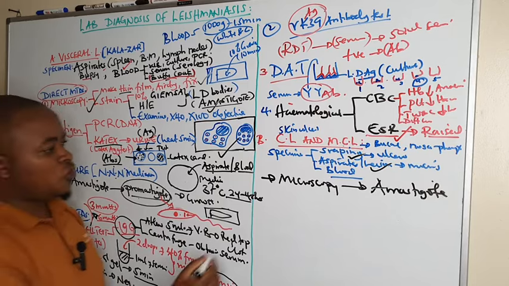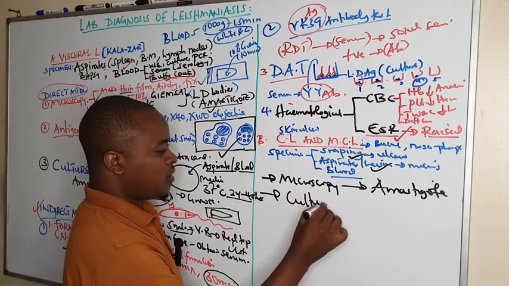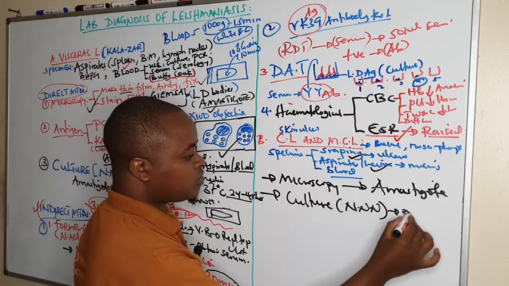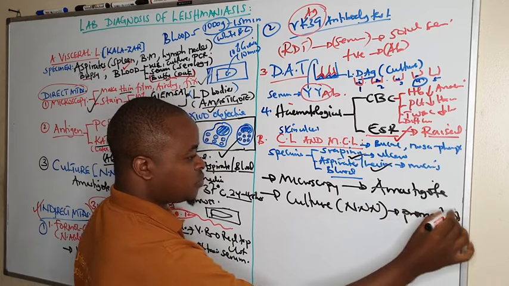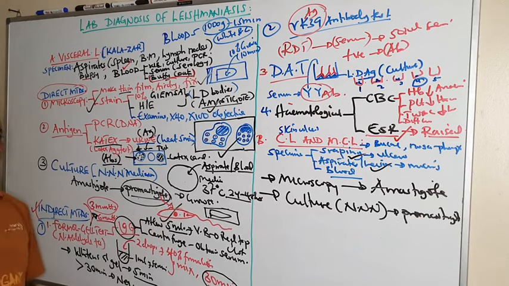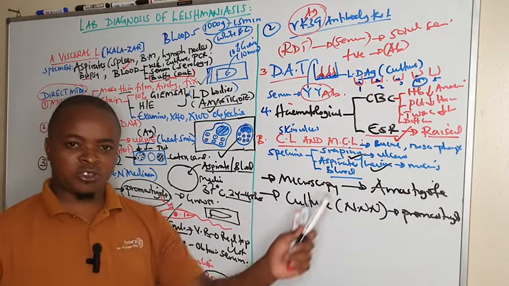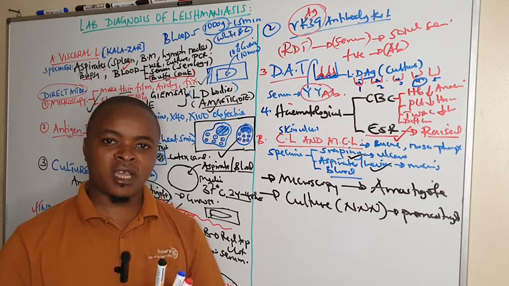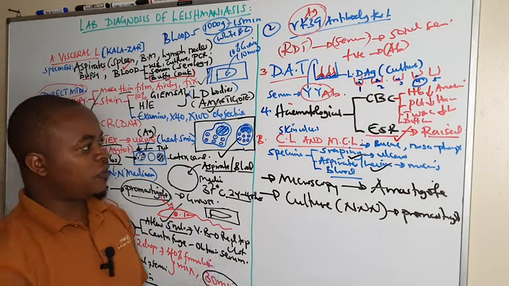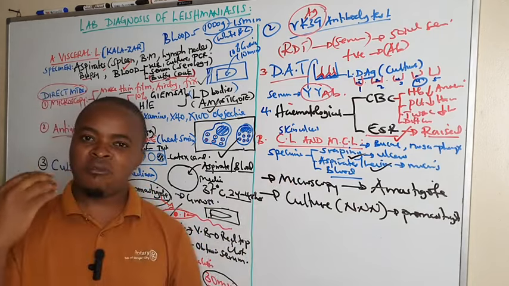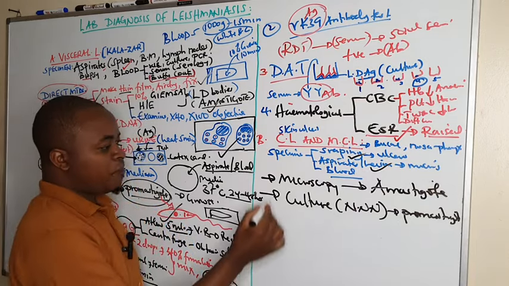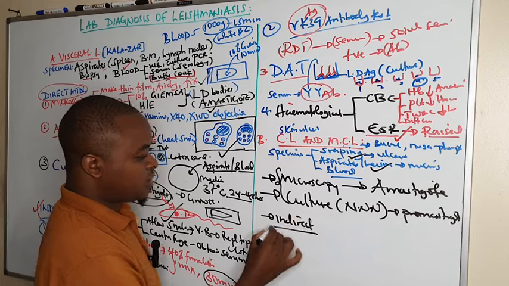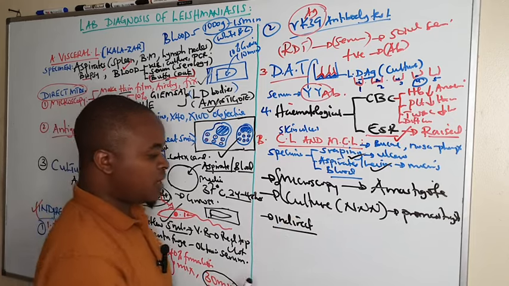Apart from that, we can also do culture. We can do culture on NNN media, and also we demonstrate presence of promastigotes. As we saw here, the presence of promastigotes for cutaneous and mucocutaneous. Here we are looking at Leishmania braziliensis, Leishmania tropica, major, and mexicana. They are the ones we are looking for under cutaneous and mucocutaneous leishmaniasis. Then apart from these two direct methods, we can also do an indirect method.